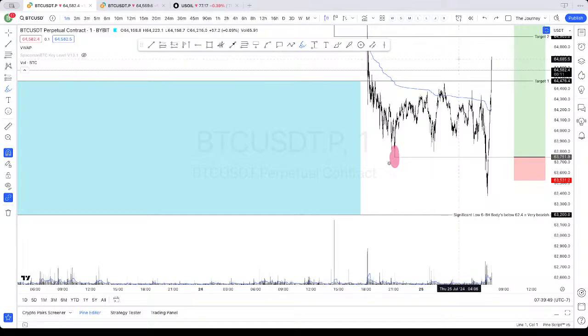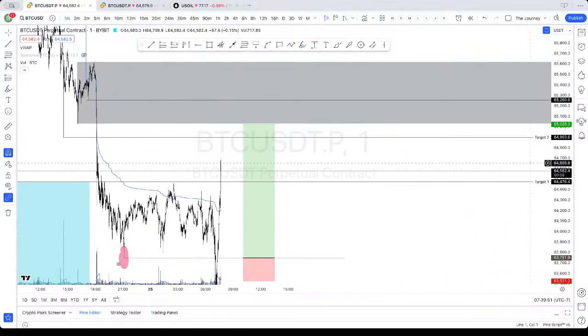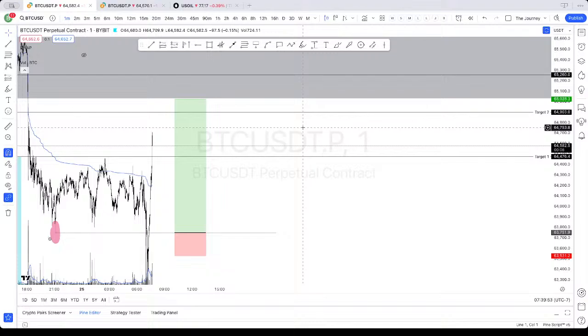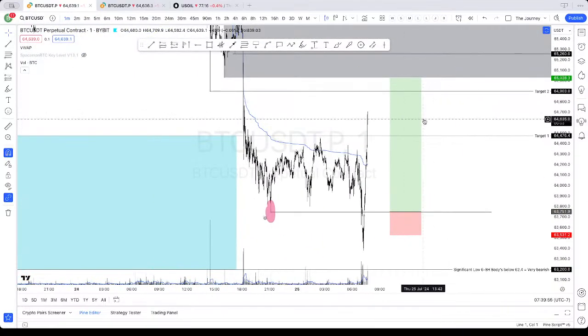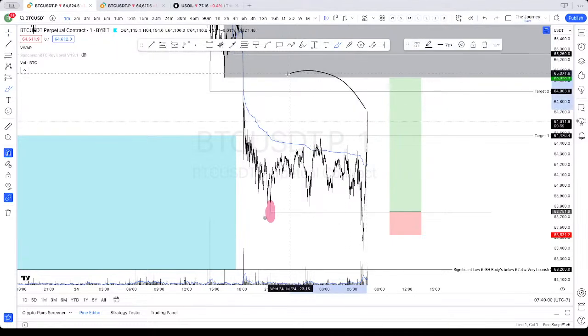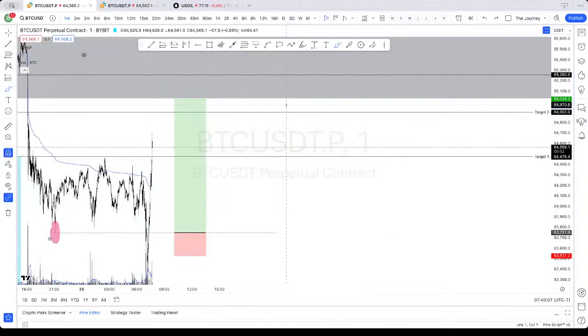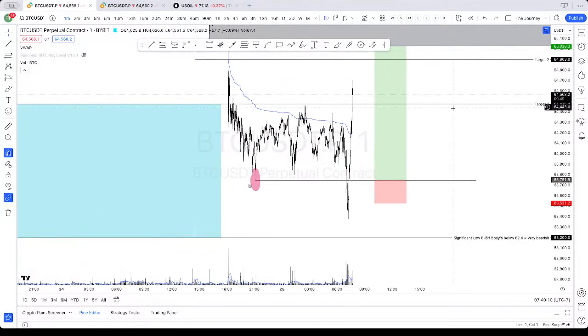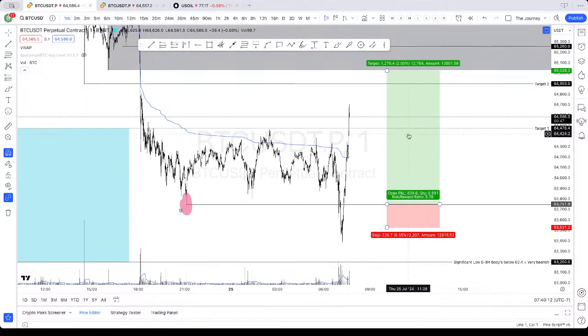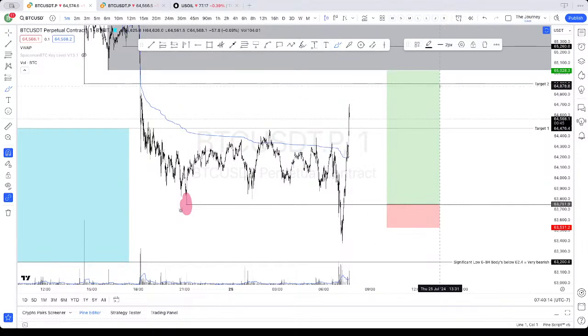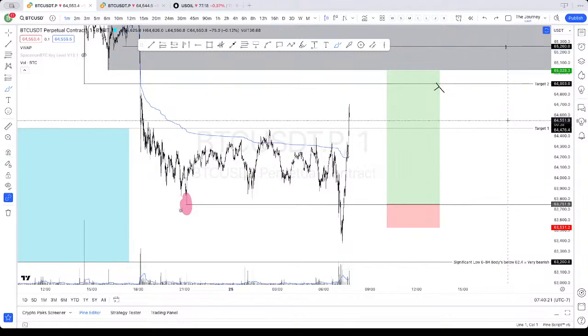And yeah, let's see here. Target one, target two. Where is the other one? Did I delete it off of this? That's okay. It was perfectly obvious to me. So I kind of want to see us come up and fill up some of this gap, some or all of it. And I am going to be watching for a rejection starting at 64,903 up to 65,260, somewhere in about that range.